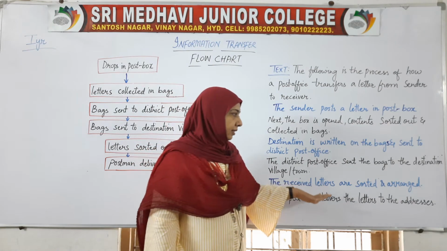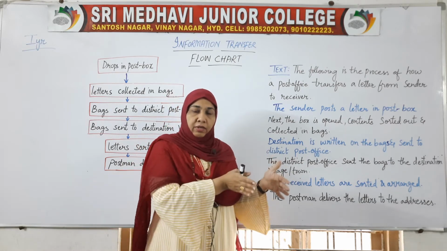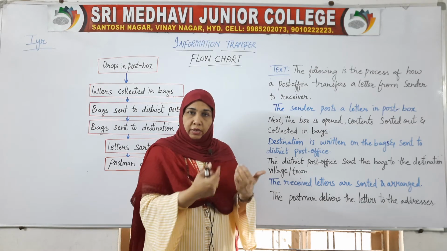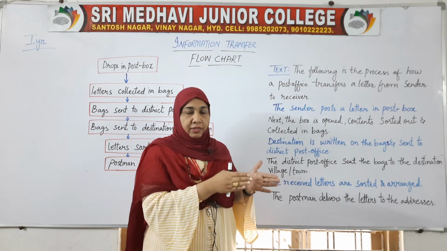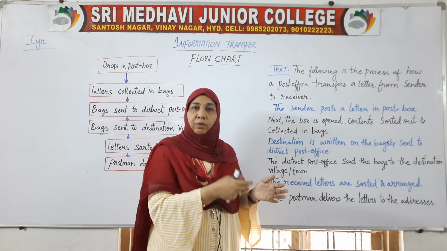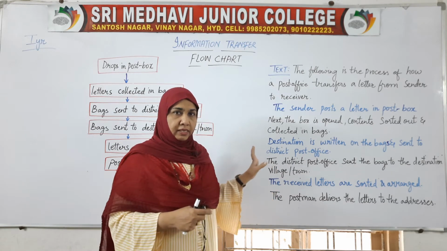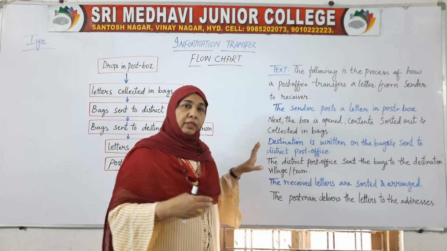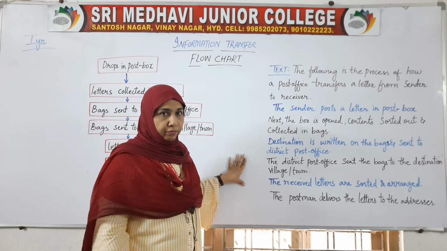The received letters are sorted and arranged. The letters received by a particular village or town, or even the smallest area, are sorted out. First they sort out to which area they have to deliver each letter, and then they arrange them. The postman will be called and given the duty to deliver the letters related to their places, according to their jobs and postings.